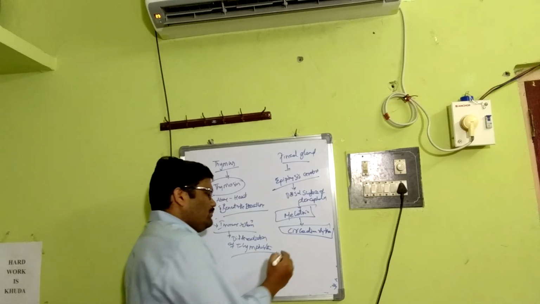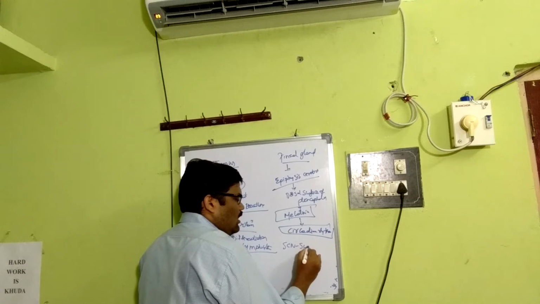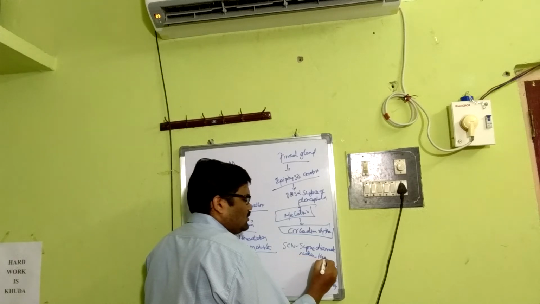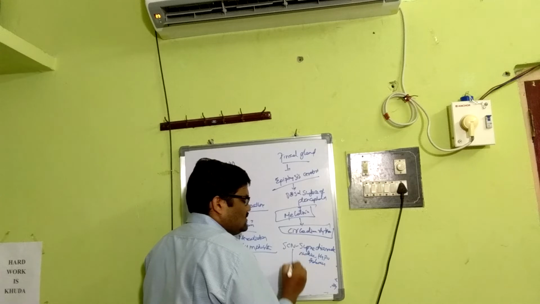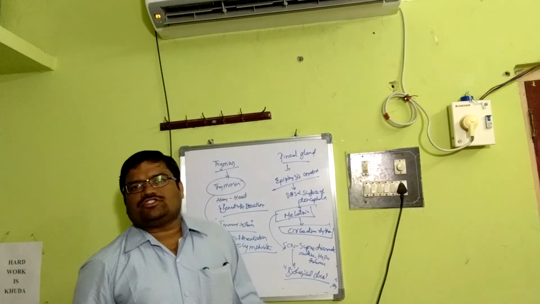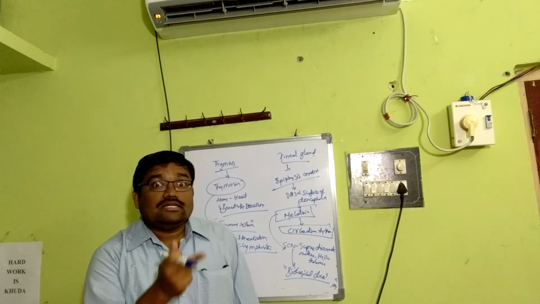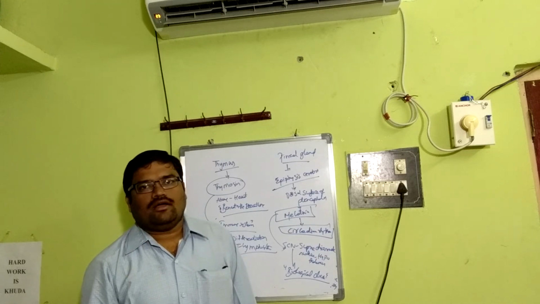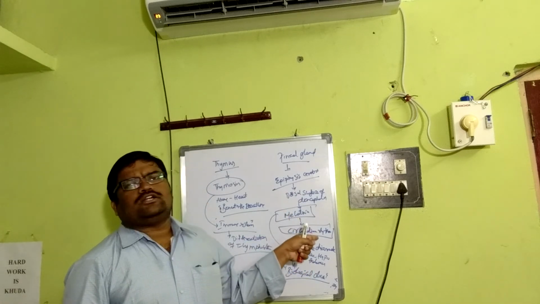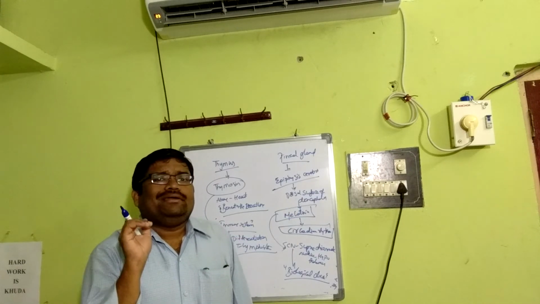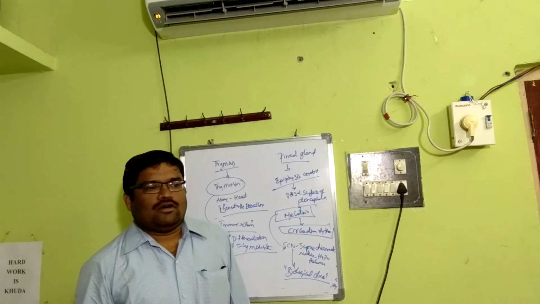suprachiasmatic nucleus, SCN, present in the hypothalamus. This is considered the biological clock. Here, melatonin affects the SCN. The logical question will arise: how does melatonin affect the circadian rhythms? Because it affects the suprachiasmatic nucleus of the hypothalamus, which is considered the biological clock. By controlling the SCN, it regulates the circadian rhythms. This is how the melatonin secreted by the epiphysis cerebri, or pineal gland, regulates the circadian rhythms of our day-to-day activities.